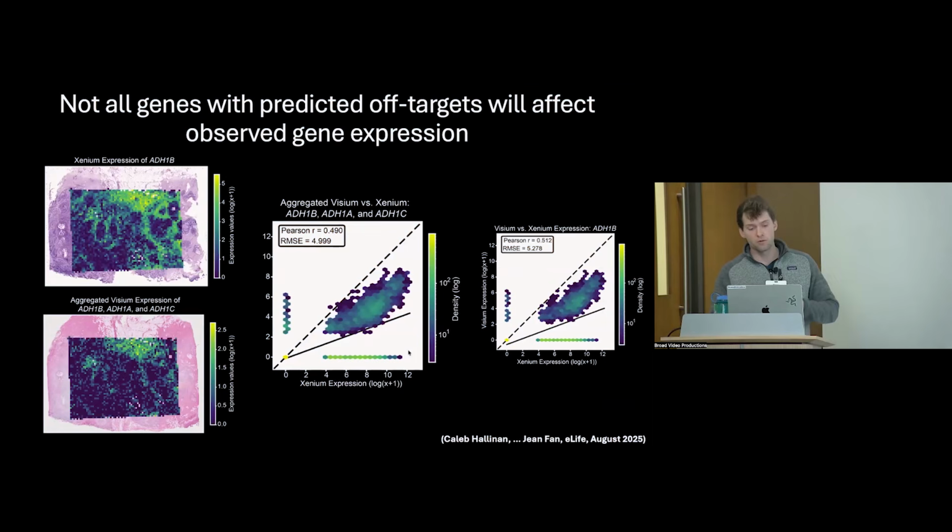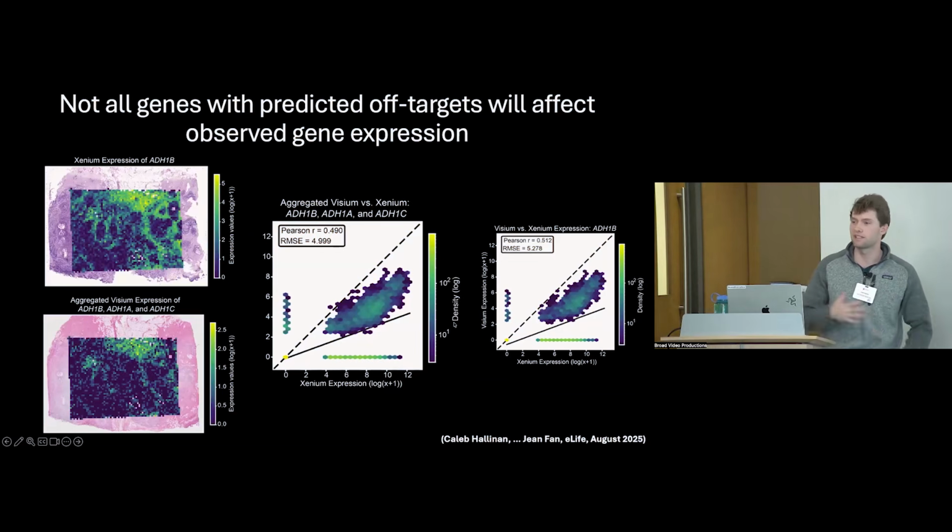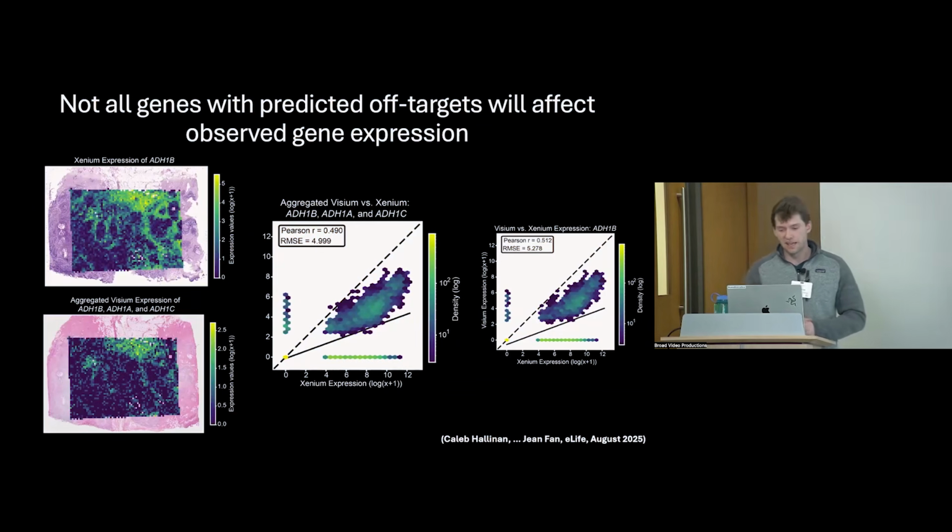And so when we combine their expression with ADH1B in the Visium dataset to compare to the Xenium expression of ADH1B, we see that our correlation actually goes down a little, and our RMSE also goes down, but it's not really affecting our results much. And so this is to show to you that even if you have predicted off-targets, they might not always affect your observed gene expression of whatever your target gene is.